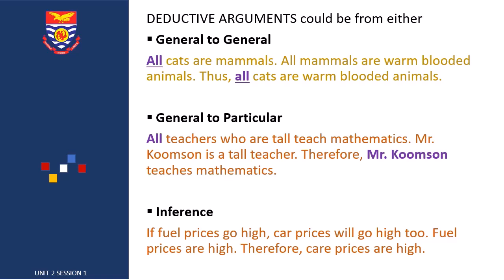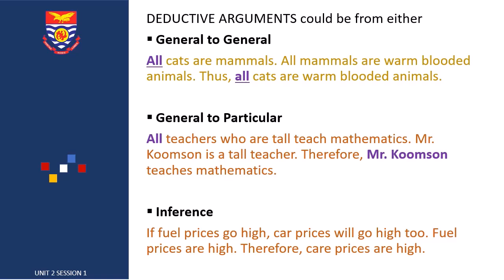Let's look at the second one, general to particular, and it reads, all teachers who are tall teach mathematics. Mr. Kumson is a teacher. Therefore, Mr. Kumson teaches mathematics. Now, this also moves from what? General to particular, from all teachers to Mr. Kumson. Right.